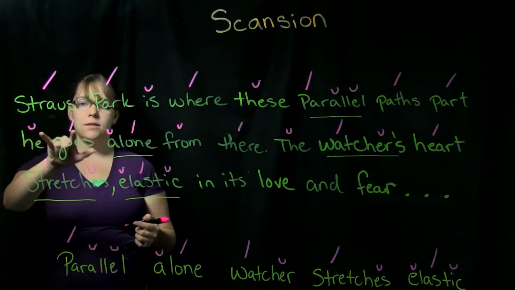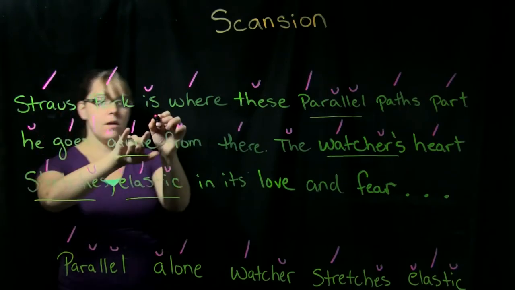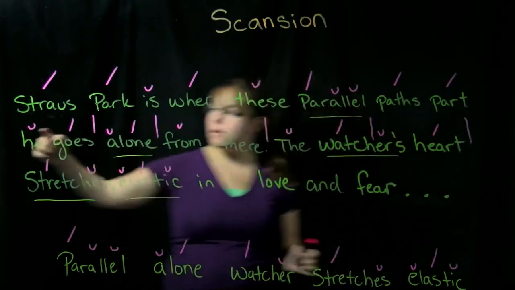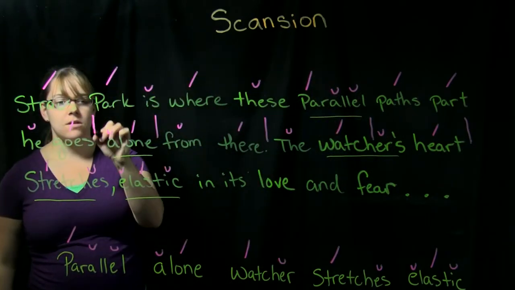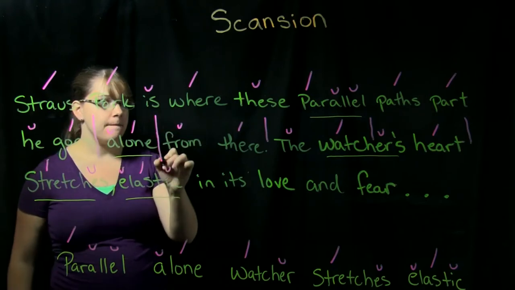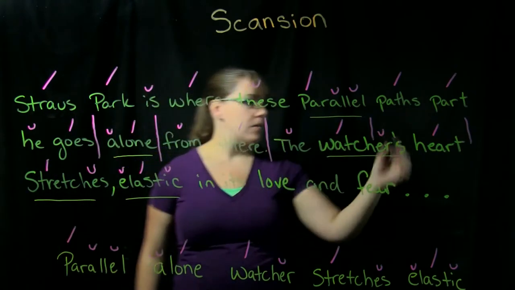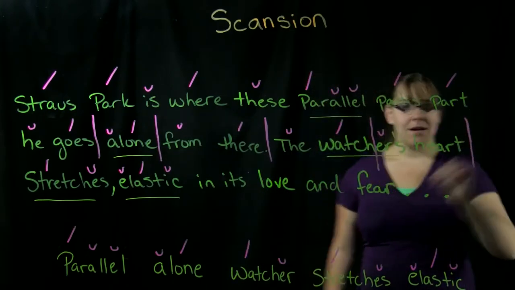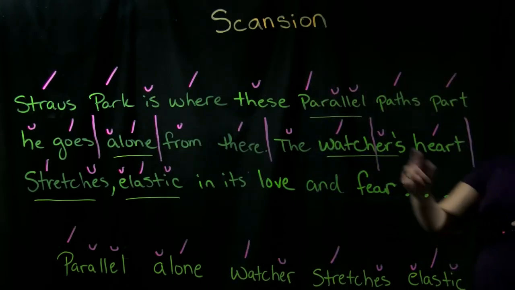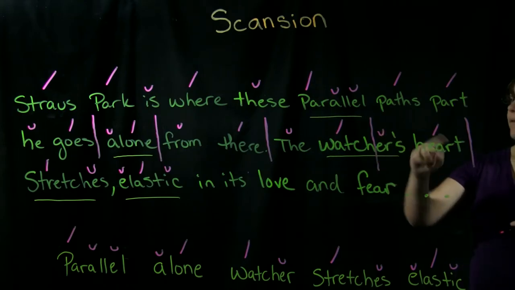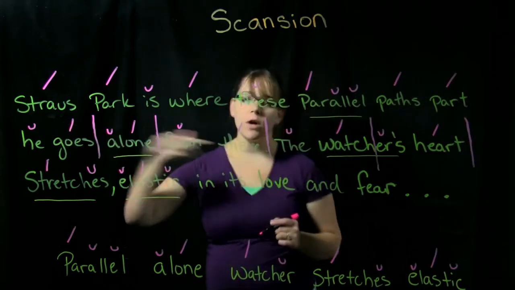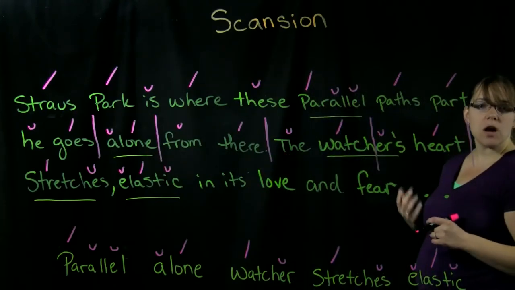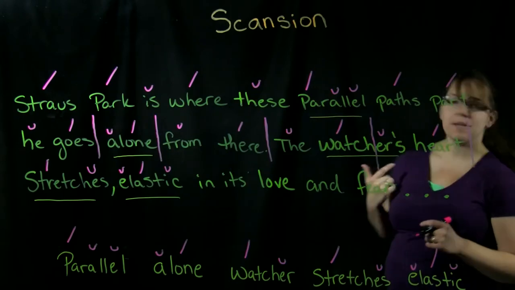When we look at this, look here. We've got this pattern of these little marks. Make this longer so that it doesn't look the same as the little marks that we have there. Okay, look at this. We've got these little guys, all of them, in this nice row. And we heard it when we said it out loud. He goes alone from there, the watcher's heart. Okay, we can hear it when we say it out loud.